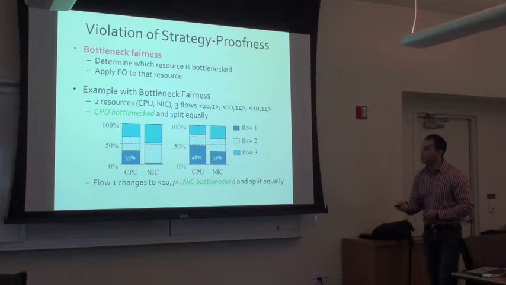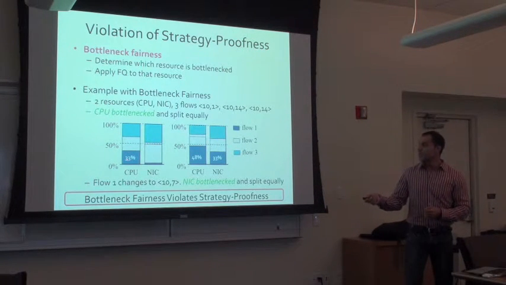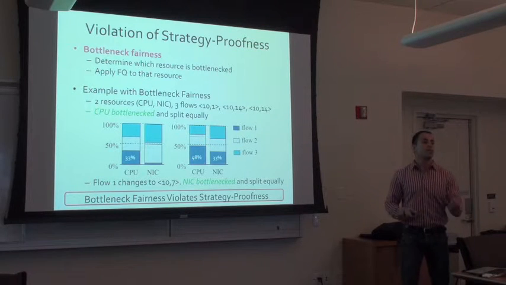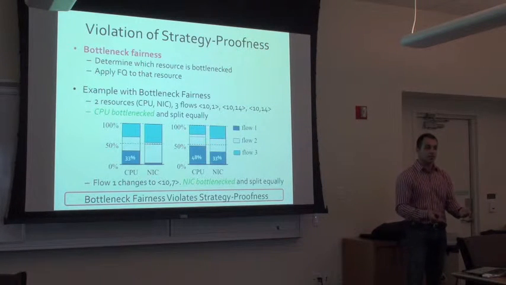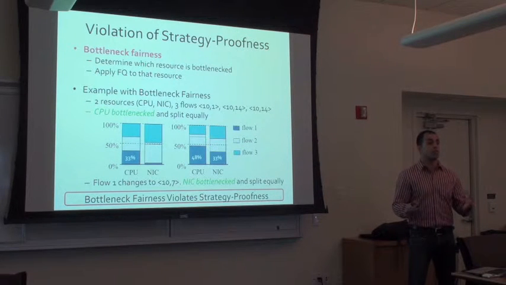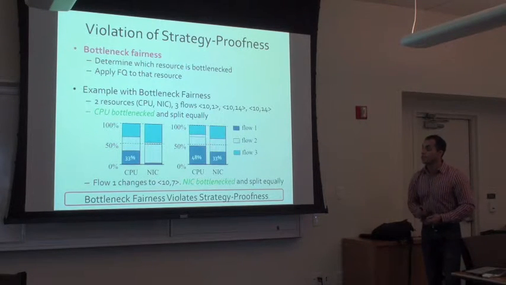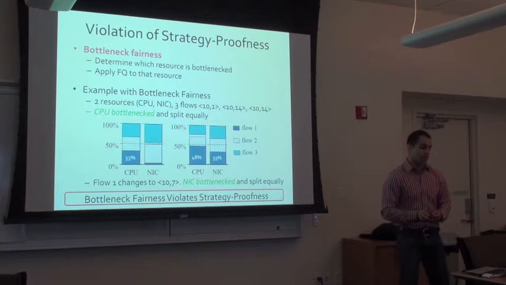So what we can see now is that this flow, by increasing its demand to 10.7, is actually getting more of both these resources. Okay? So it's being able to game the system, basically. So this is not strategy-proof. Doing bottleneck fairness like this is not going to be strategy-proof because you can actually benefit by wasting resources. You can get more of all the resources. Okay? So bottleneck fairness violates strategy-proofness.